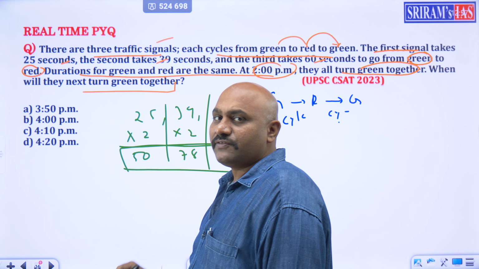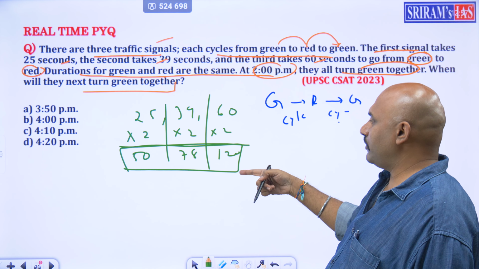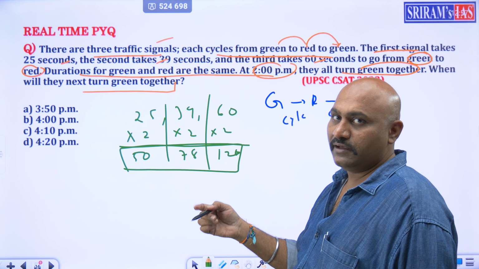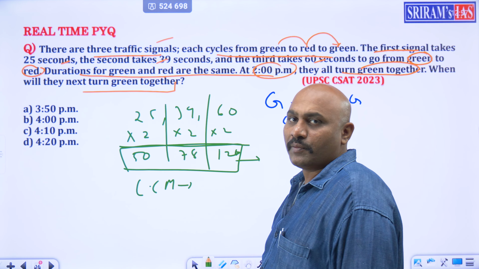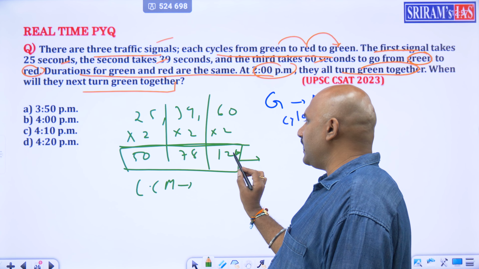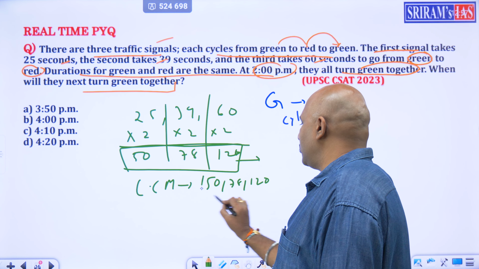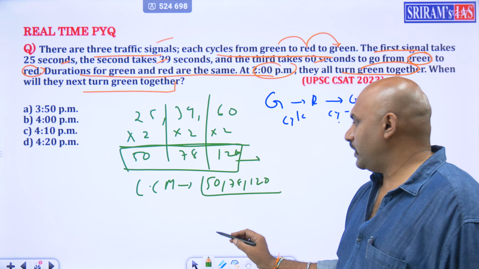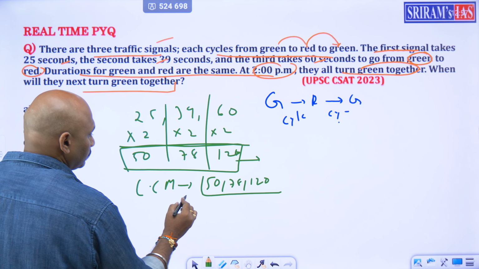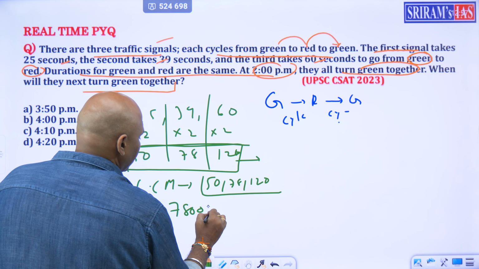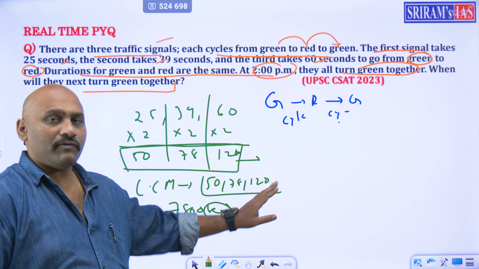Now that means every 50 seconds it becomes green, every 78 seconds it becomes red, and every 120 seconds it becomes green again. Whenever such questions come, just take the LCM, least common multiple. If you take the least common multiple of 50, 78 and 120, you will get 7,800 seconds. That is our LCM for 50, 78 and 120.